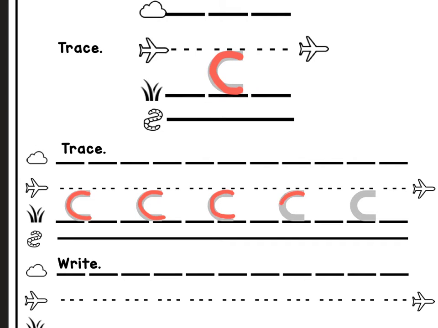Plain line, curve around backwards, fly down to the grass line. Plain line, curve around backwards, flying down to the grass line.